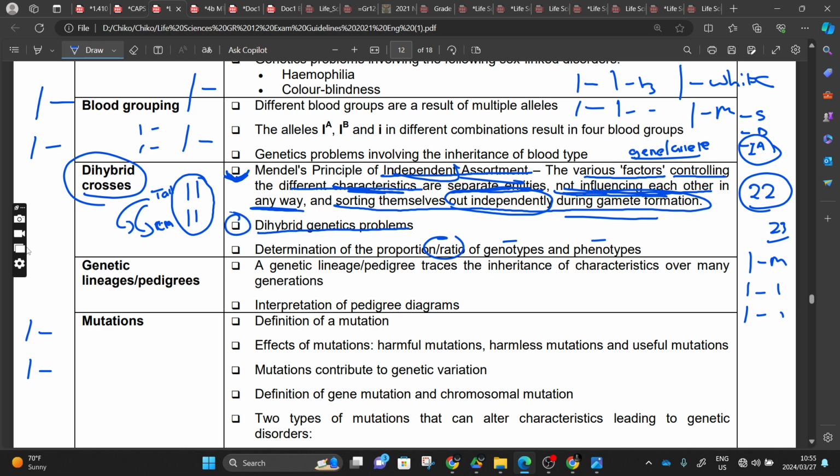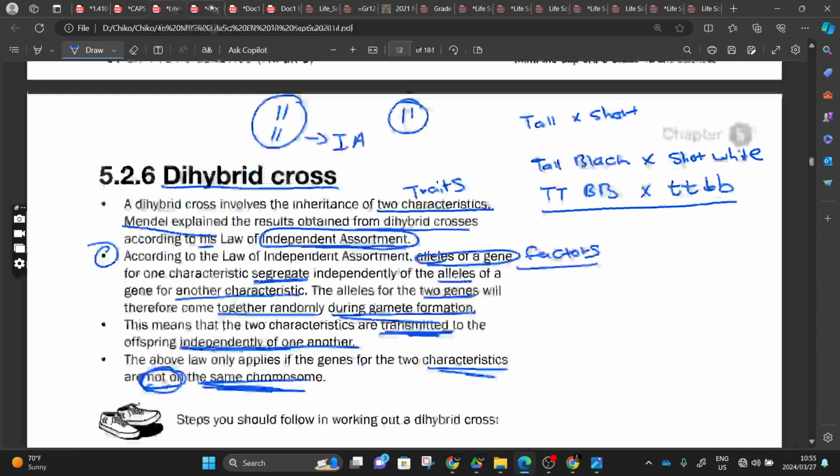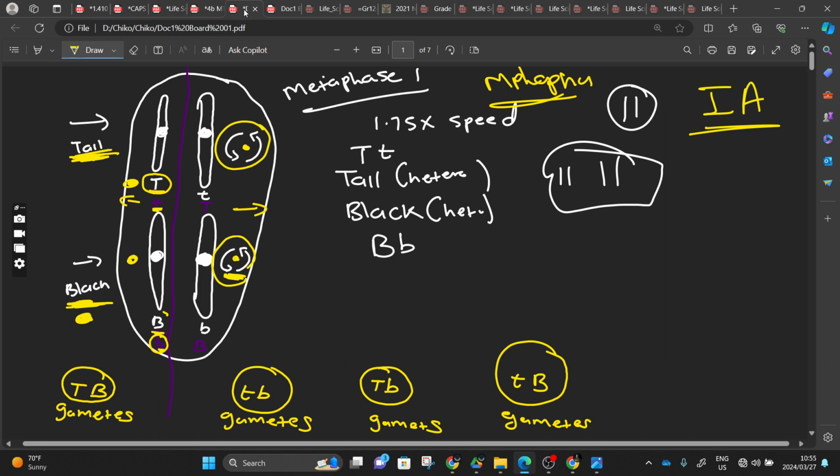I hope you understand. Let's go to hybrid crosses. You can read here and you'll understand with this example. And then this will be our possible gametes. Let's use another example: a tall guy, capital T, small letter t, and a black guy, capital B, small letter b. We are going to cross it with someone who also has two characteristics.